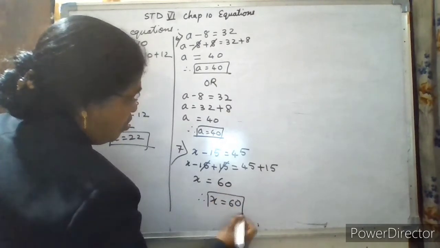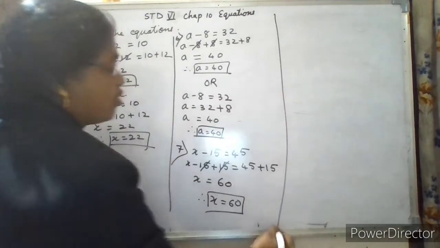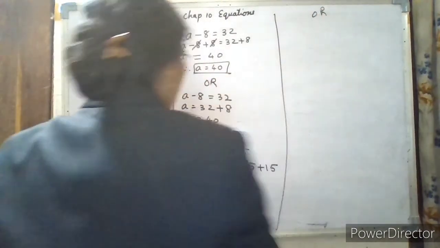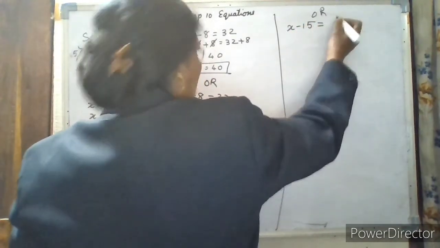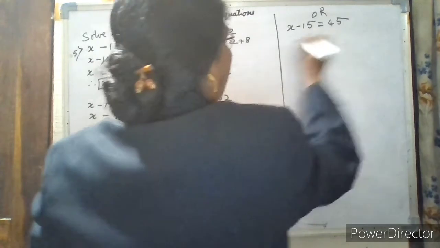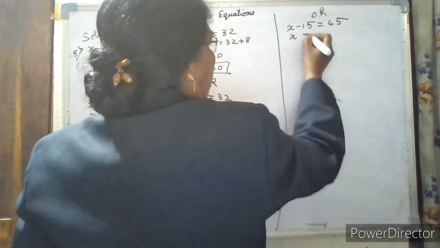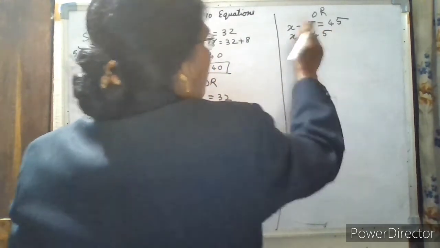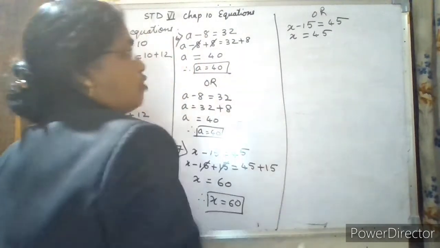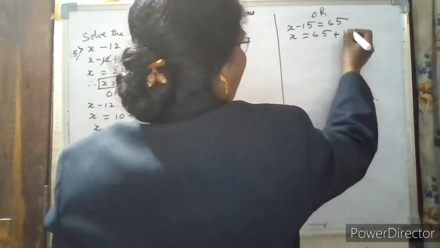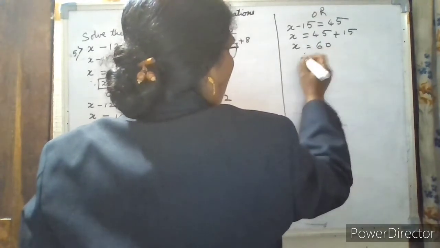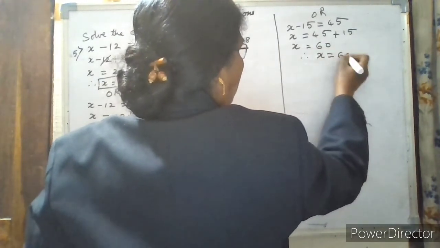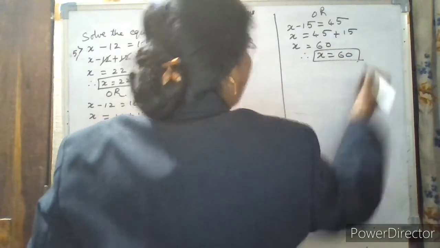Or second method. I'll write the question x minus 15 equal to 45. So x equal to 45, transfer this minus 15 to the other side, it will be plus 15. So x is equal to 60 here. Therefore x value equal to 60. Now next, eighth question.